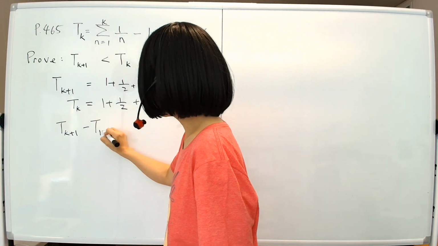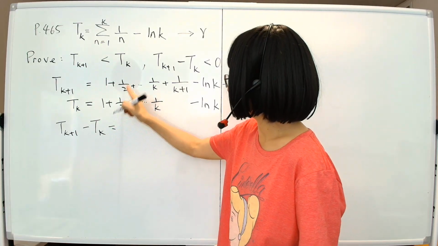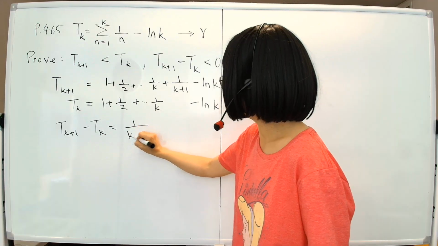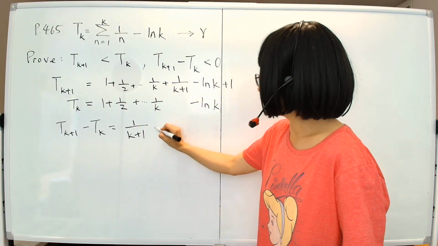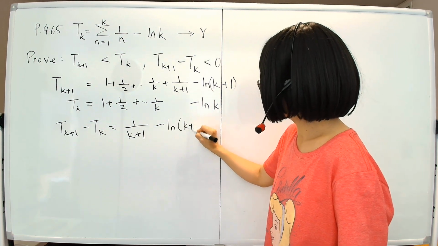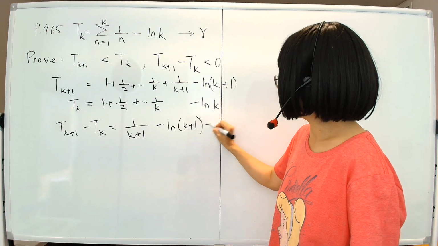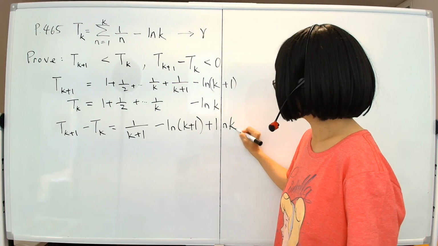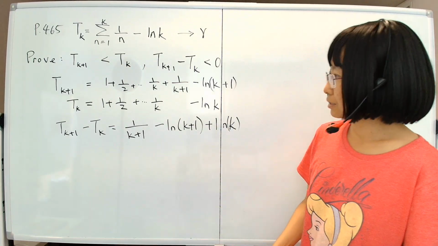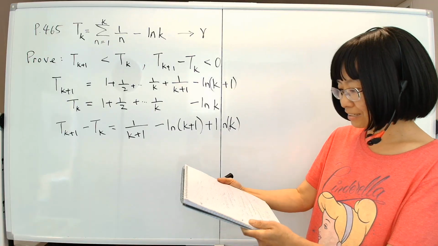So tk plus 1 minus tk equals that stuff minus this. So this pile of stuff is all taken out when we're doing the subtraction. We will have this thing left, 1 over k plus 1 minus the natural log of k plus 1, and this one will be subtracted out, becomes plus natural log of k. So that is the subtraction. And this thing has to be less than 0, but it doesn't look that way. How do we know this thing is less than 0 or not?